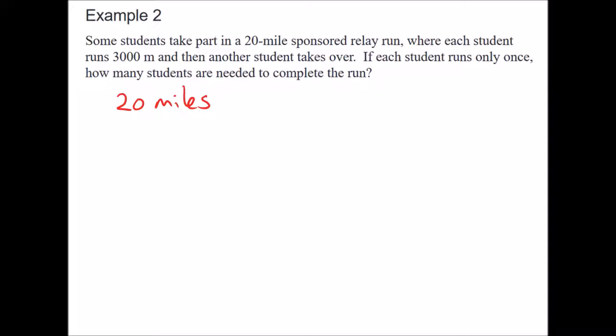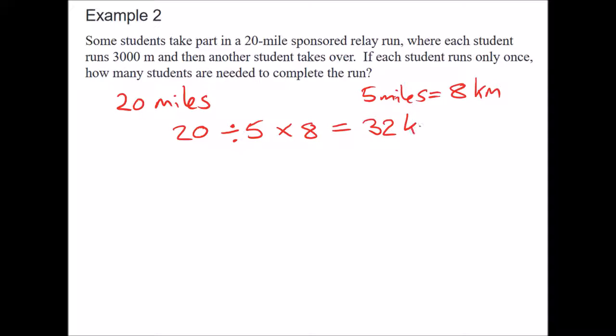Now, if we're talking about students running in terms of meters, it makes sense to try to convert these miles into meters. Well, the first thing we need is we know that 5 miles is equal to 8 kilometers. So if we start off with our 20 miles and then we divide by 5 and multiply by 8, we're going to get a conversion of those 20 miles into kilometers. So if I do that, I get 32 kilometers. So 20 miles is the same as 32 kilometers.